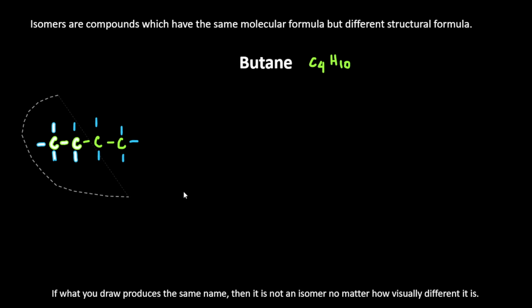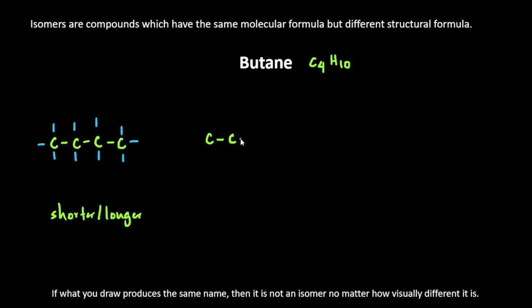Now, if I'm going to draw an isomer for this, what I can do is draw a shorter chain, or I can draw longer chains. Right now I have drawn the longest that I can. It's C4, right? So what's longer than 4 carbon atoms? Nothing. So my option is to draw a shorter chain. So I'm going to draw 3.